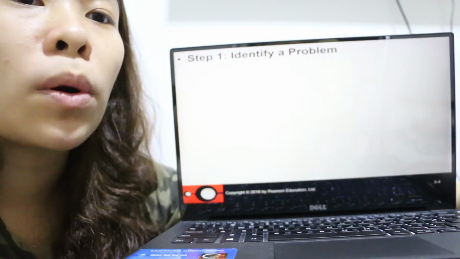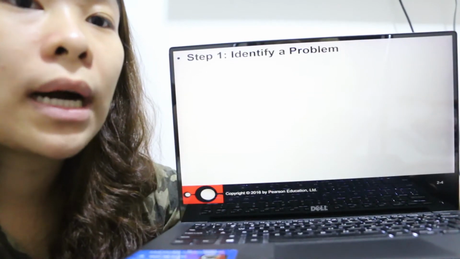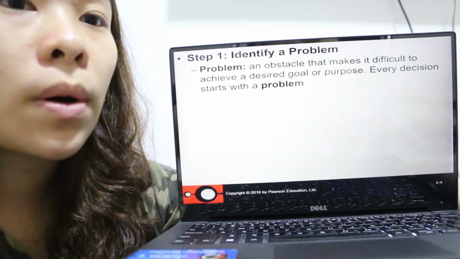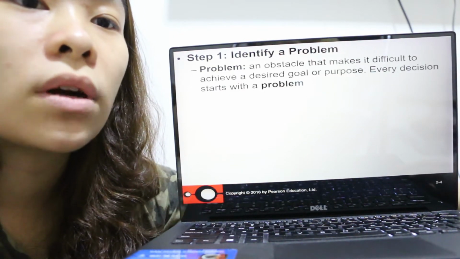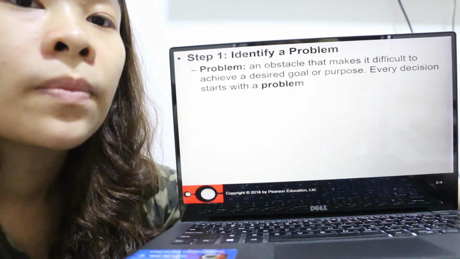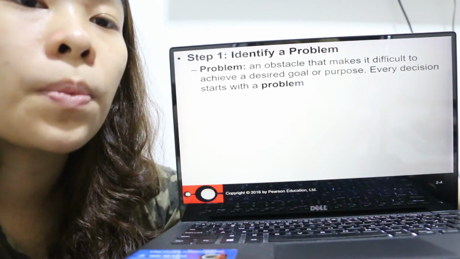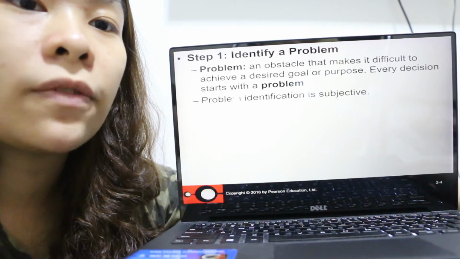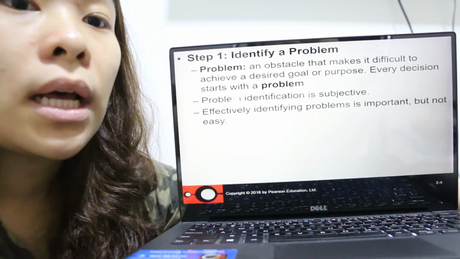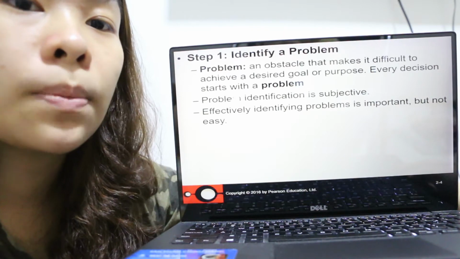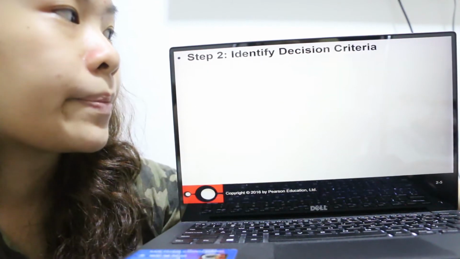So, to be more specific, Step 1. Identify a problem. Problem is an obstacle that makes it difficult to achieve a desired goal or purpose. Every decision starts with a problem. Problem identification is subjective, and you know that identifying problem is important, but it's not easy.